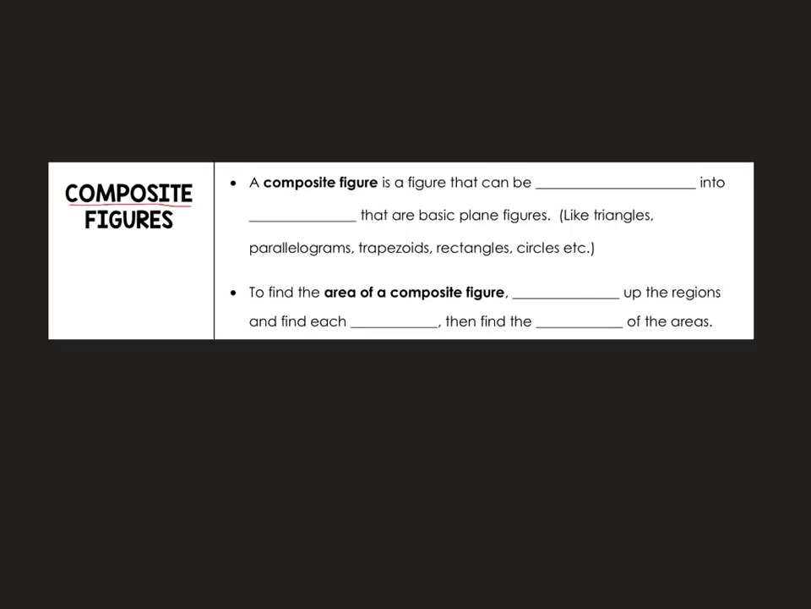Composite figures, just the word composite, in layman's terms means to be made up of more than one thing. Composite metals, made up of more than one metal. Composite figures, made up of more than one figure. And these figures can be separated into regions or pieces that are basic plane figures like triangles, parallelograms, trapezoids, etc. So to find the area of the composite figure, you would divide up the regions, find each area, and then find the sum. That means we're going to add them together.